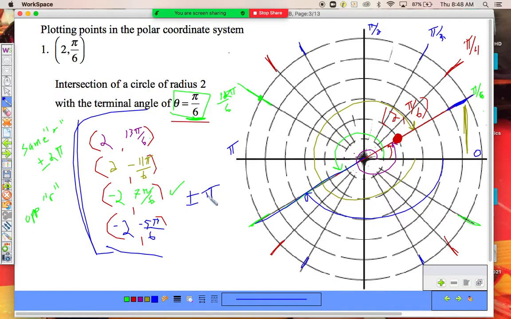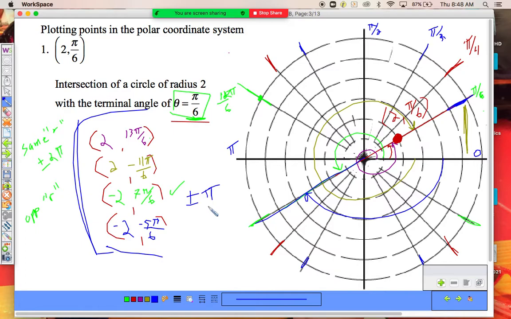So our rule is going to be, if you want to keep the same distance, a positive 2 distance, I'm going to add and subtract 2 pi. If I want to have the opposite distance, which means I need to be on the other side, I'm going to add and subtract pi. So without setting these up and even drawing the pictures, you can write the same distance twice, the opposite distance twice, and take that angle, add and subtract 2 pi for the same distance, and add and subtract pi for the opposite distance.